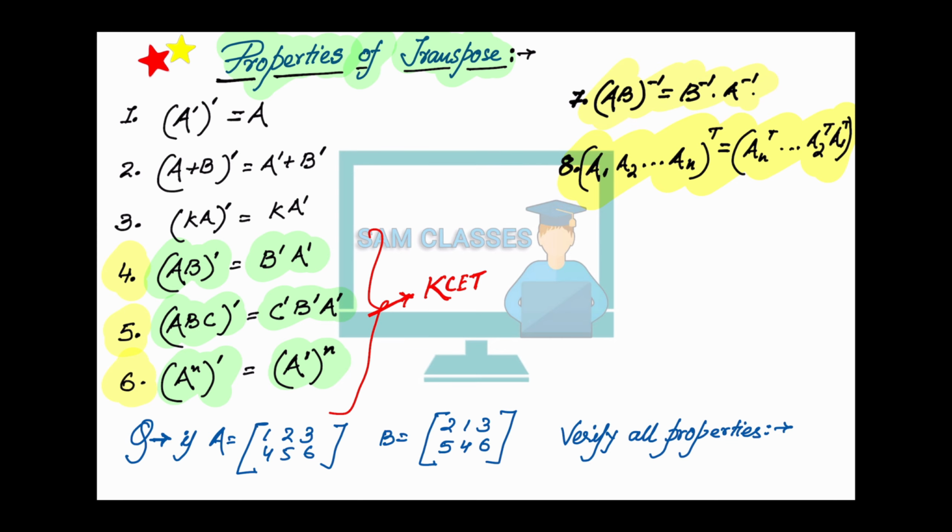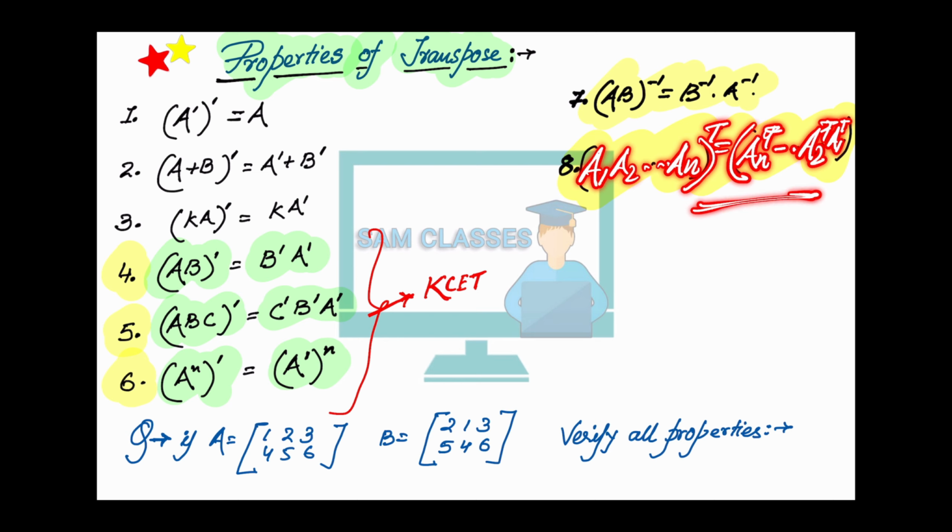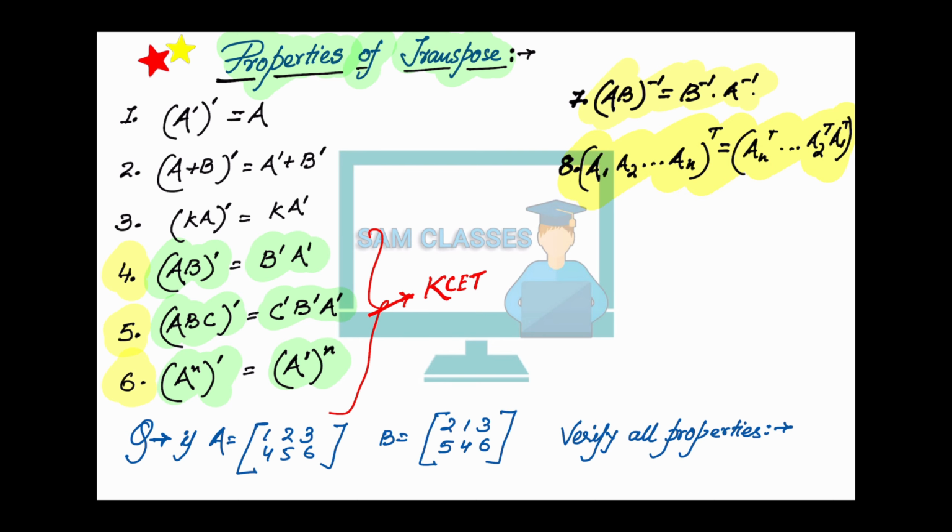Now, if you have more than one matrix, let's say a combination of A1, A2, dot, dot, dot, till An, we have n number of matrices and then transpose. What we'll do: first the last one, then the second last, like that, till A2 and then A1, the first one. Just the reversal order. Whatever is in the last will come at the first.